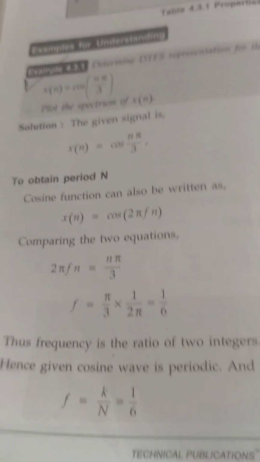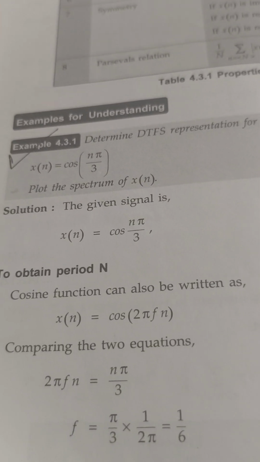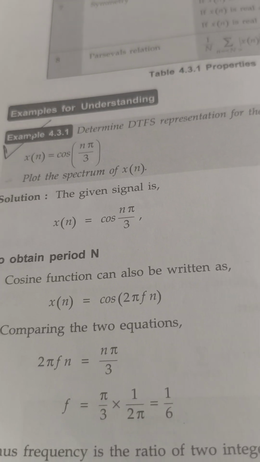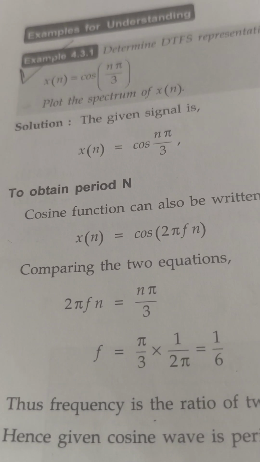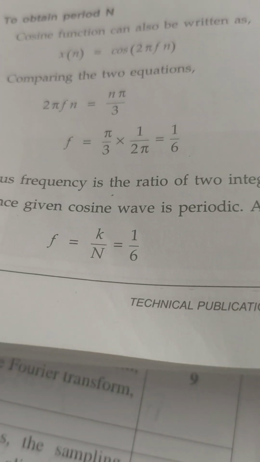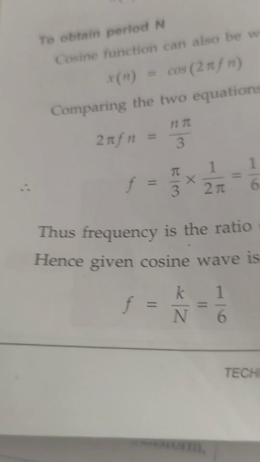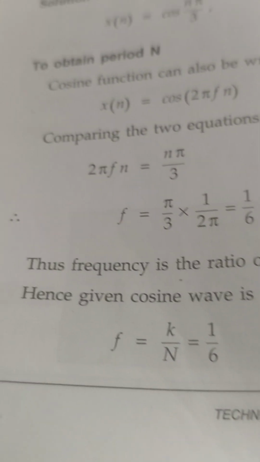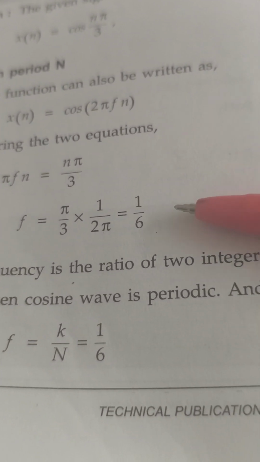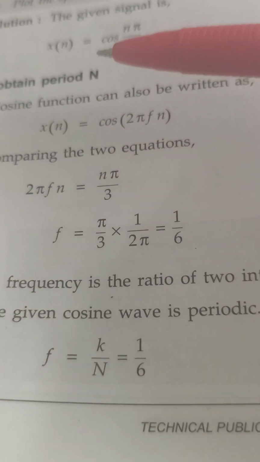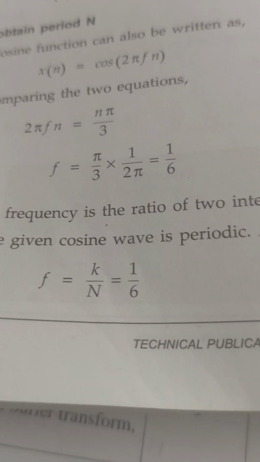While discussing the properties of signals, we discussed various types of signals: periodic signal, non-periodic signal, deterministic signal, random signal, even signal, odd signal. Like this we have discussed so many signals. What is the condition for a signal to be periodic? The frequency should be the ratio of two integers. Then only can we call the signal a periodic signal. Hence the given cosine wave is periodic.